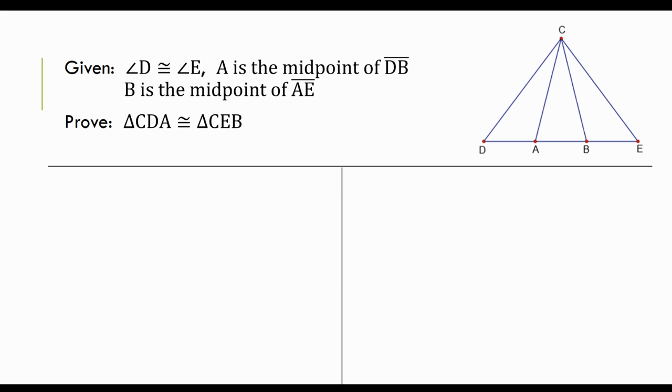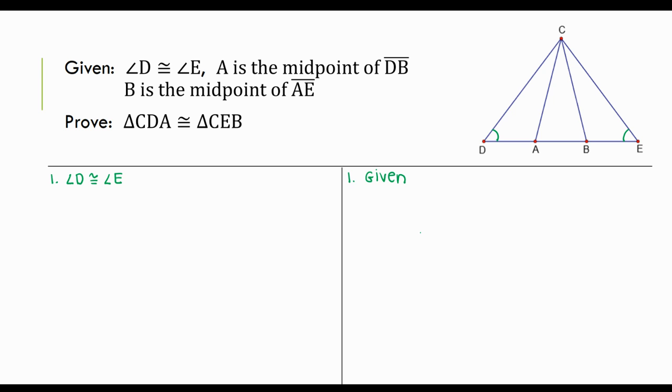Let's take a look at this proof. So go ahead and draw a picture. And once you have that picture, let's go ahead and write down our first given. I know that angle D is congruent to angle E. And I'm going to mark that in my picture.